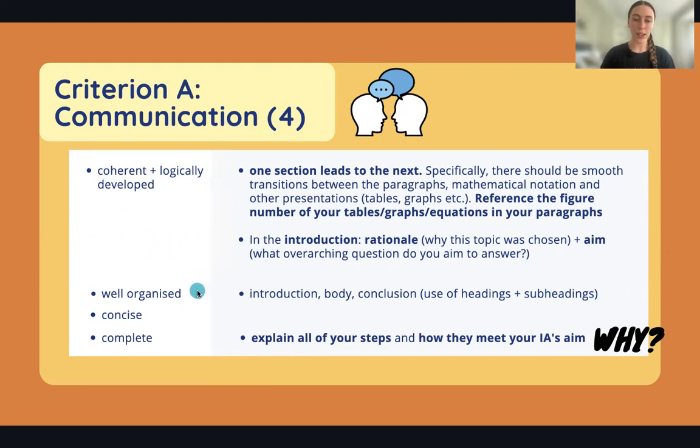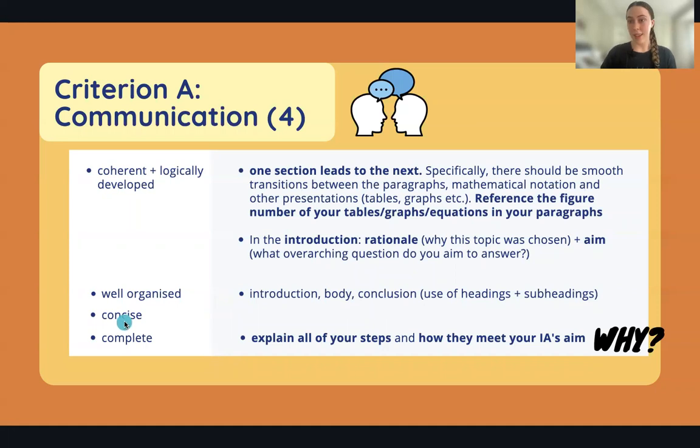And then we have well organized. So there's going to be an introduction, that's this one here. You're going to have a conclusion at the end. And then in between, you're going to have a body. You don't have to have a heading that says body, but that's just the bulk of your essay in between. You should have headings for introduction and conclusion. And then in the body, I would suggest headings which outline the steps that you're doing in your process at each stage. You'll see them when I show my IA at the end. I think you can get an example of how you might use those headings.